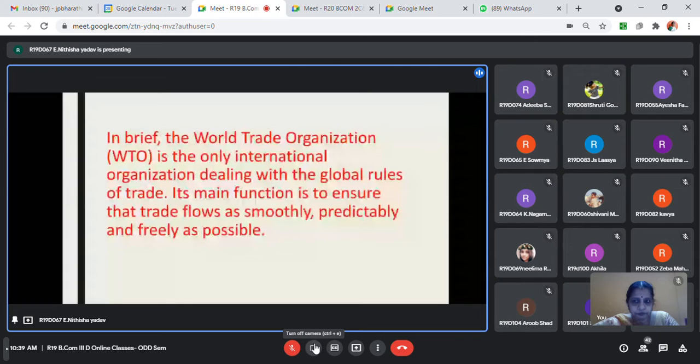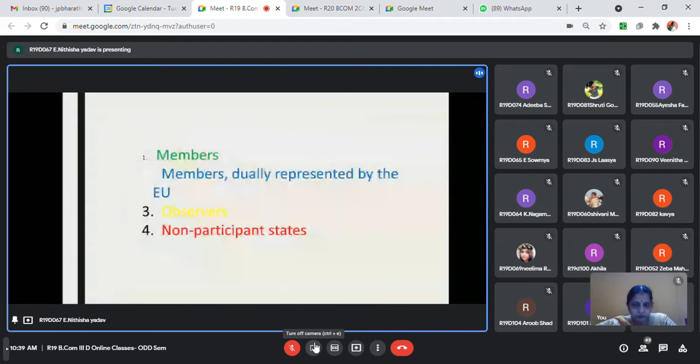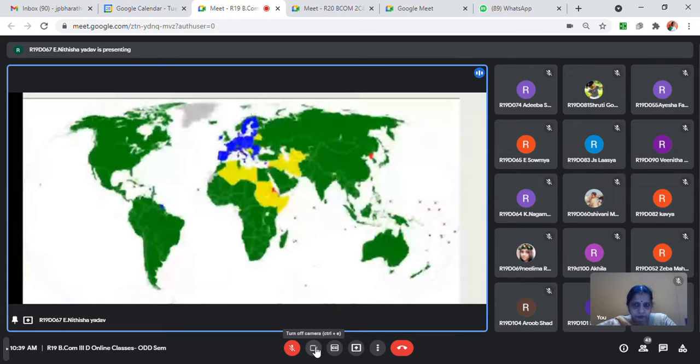This is the World Trade Organization. Who are the members? These states, the countries participating in the World Trade Organization. So the green part is the members. Can you see the green part? The members participating in WTO.